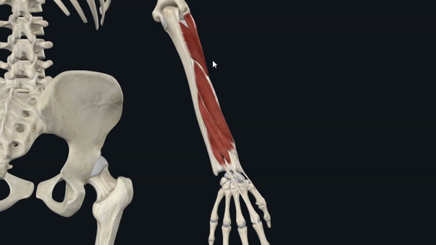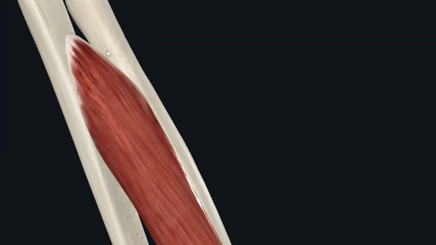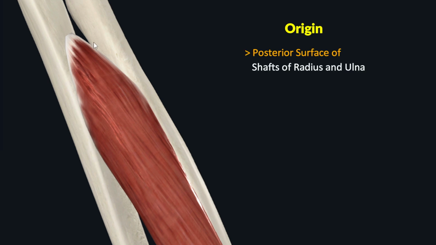So now moving medially towards the second muscle of the deep layer of the posterior forearm, that is the abductor pollicis longus muscle. So the abductor pollicis longus muscle has got its origin from the posterior surface of the shafts of radius and ulna, as you can see.